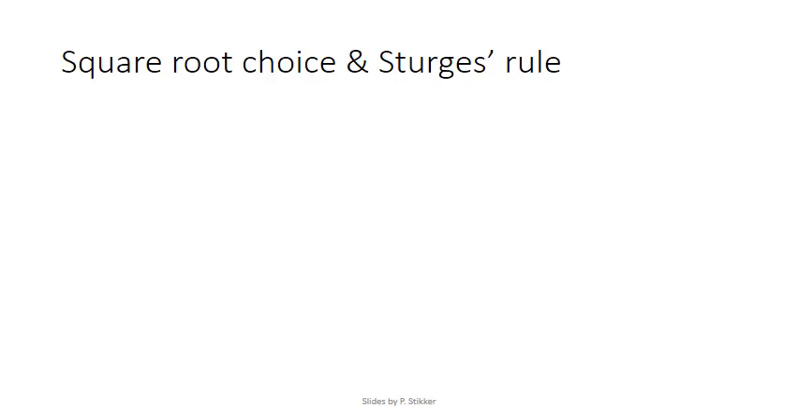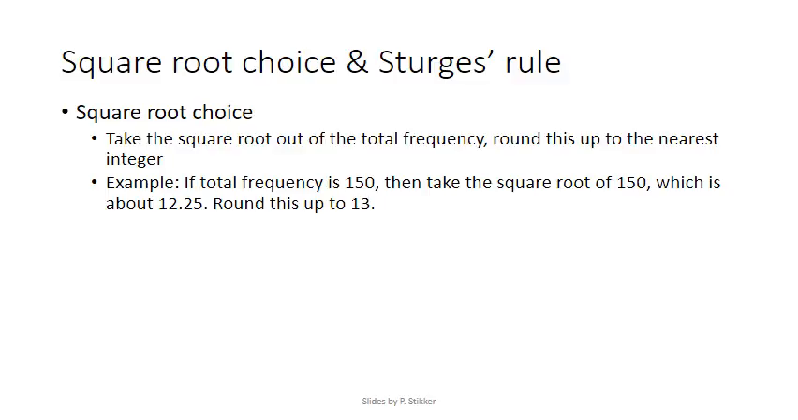The square root choice is, as the name implies, to take the square root of the total frequency and round this up to the nearest integer. So if you have 150 scores, so your total frequency is 150, then you take the square root of this 150, which is roughly 12.25, and then you round this up, so 12.25 gets rounded up to 13.